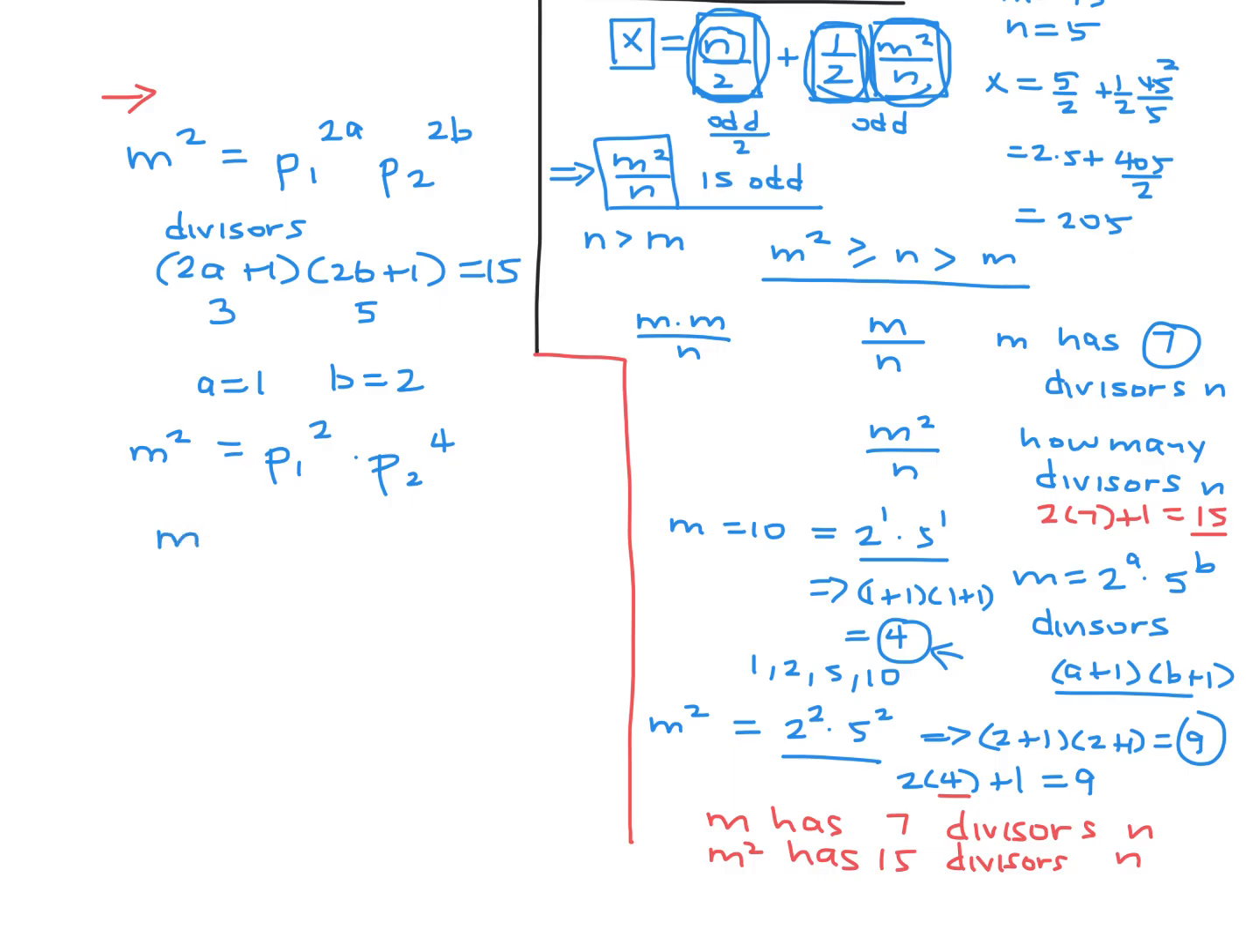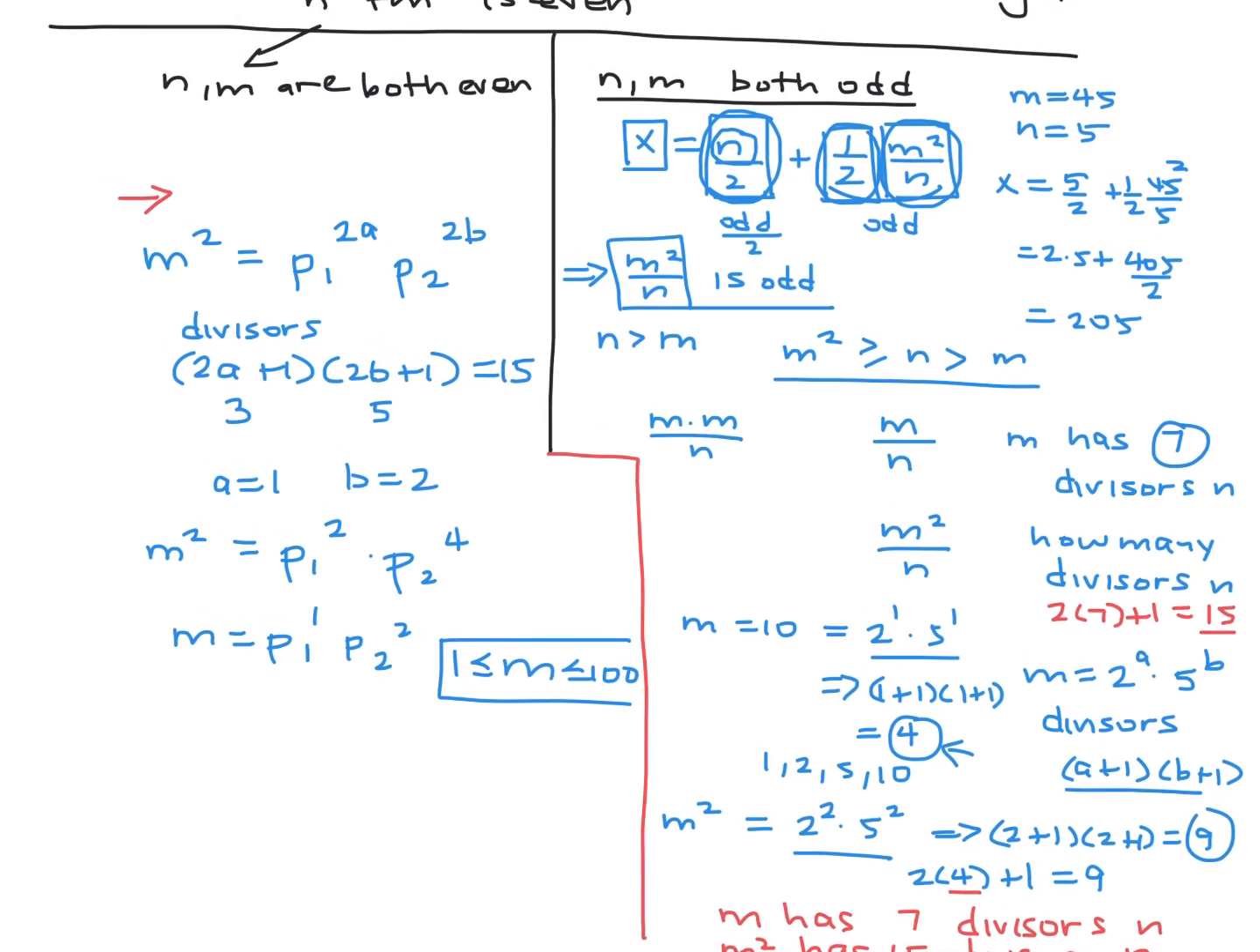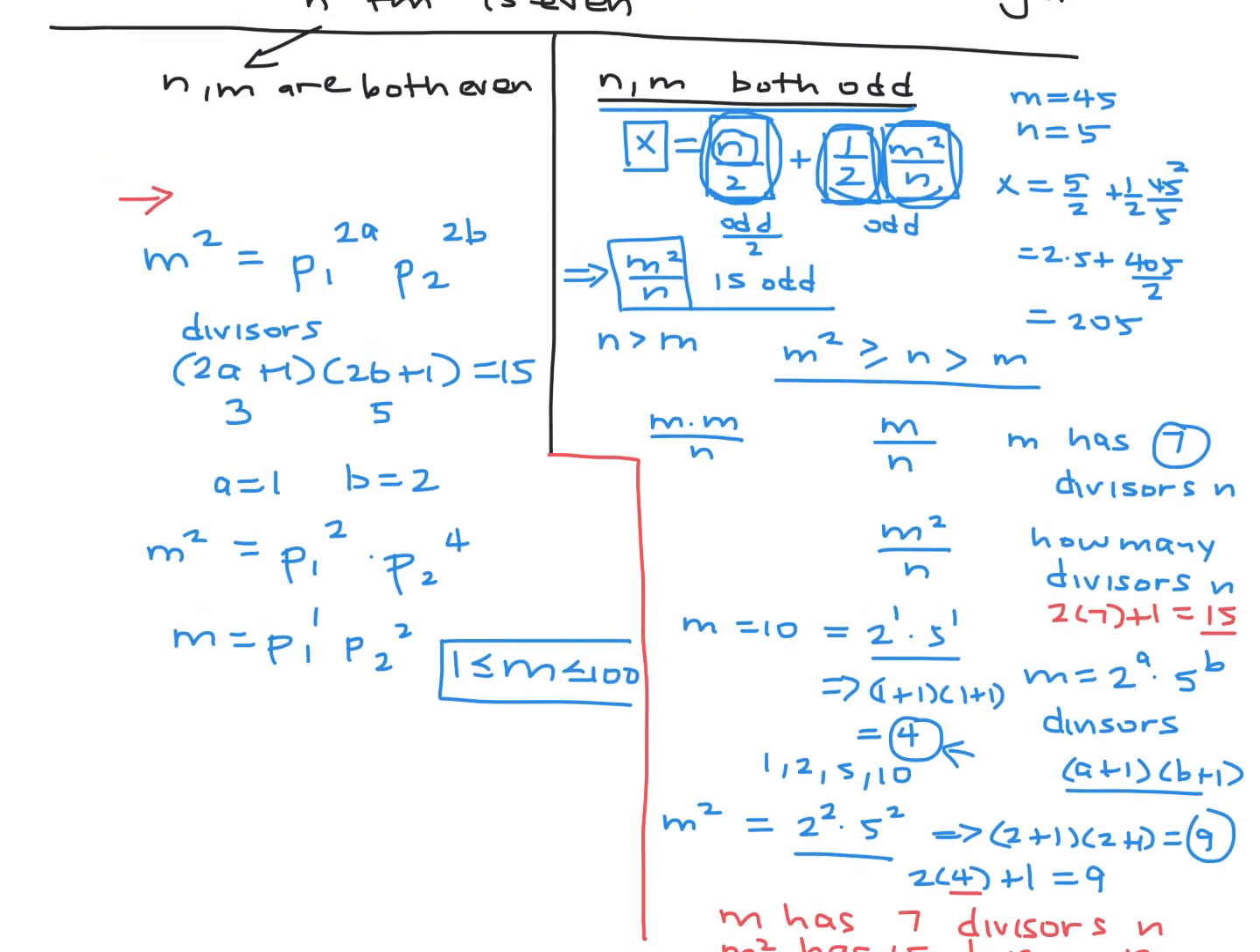So therefore m would be p1 to 1 and then p2 to 2. And then keeping in mind that m is between 100 and 1, we have to find all the m's of that form. Okay, well, let's see here. And m is odd, that's another thing. So I can't put a 2 in there, because we've made m odd. Both m and n are odd.